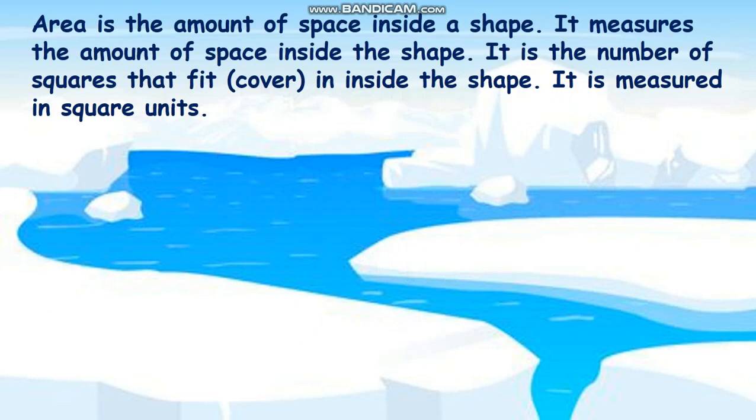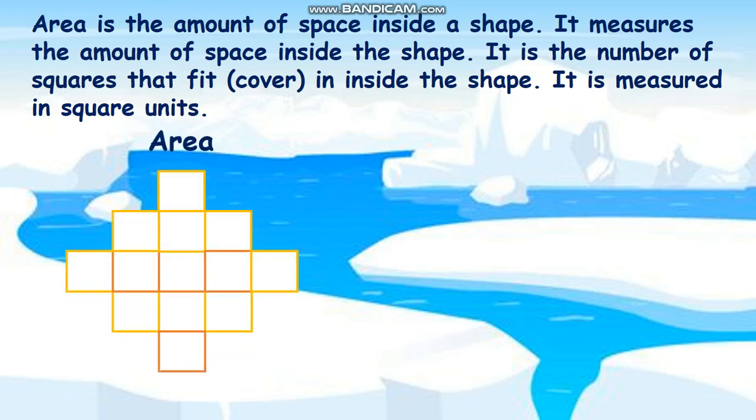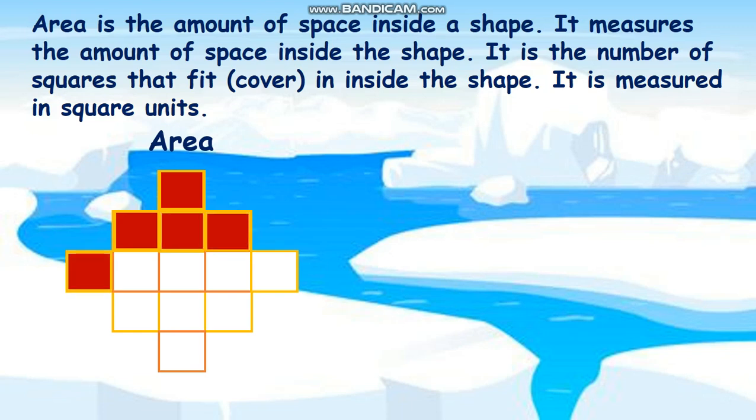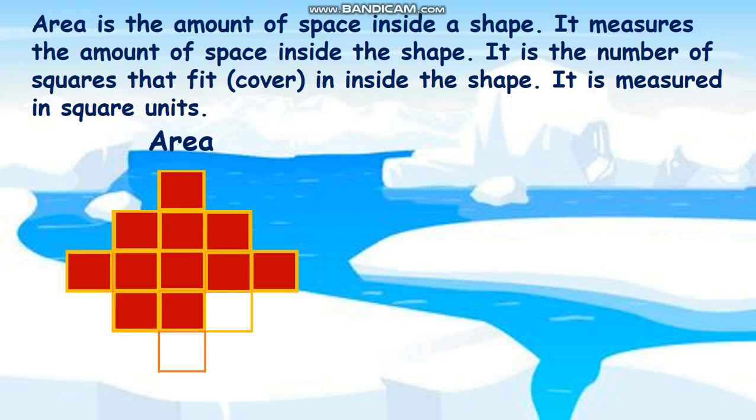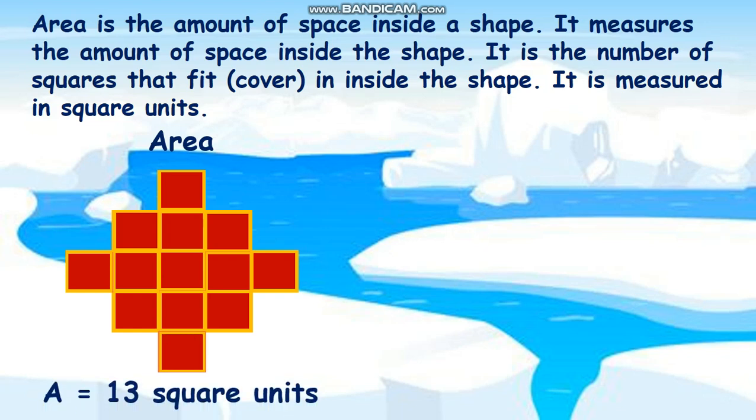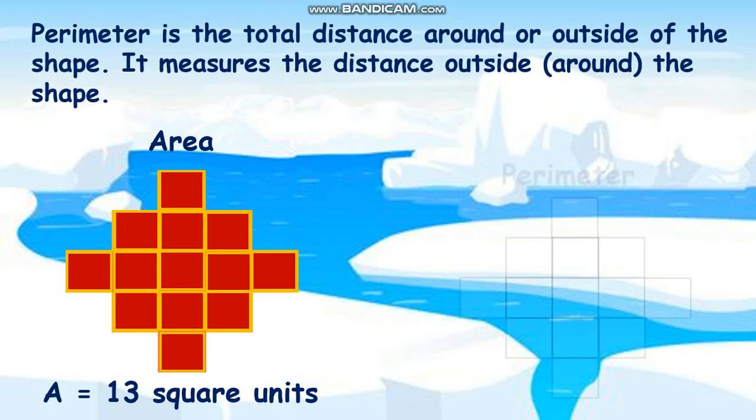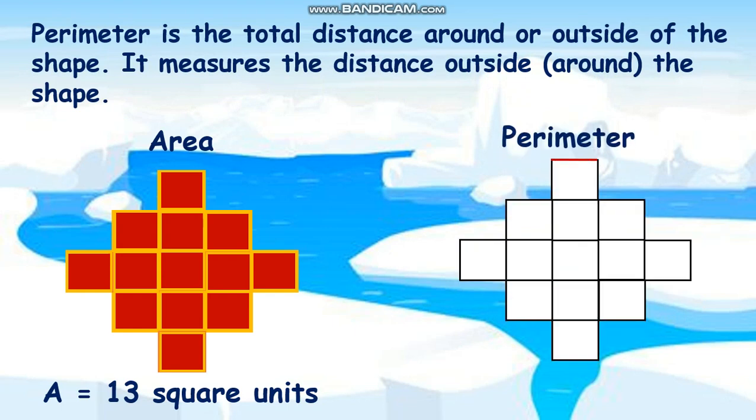The area is defined as the number of square units needed to cover a surface or region. Square units are used to measure the amount of surface covered by regions. The number of square units is the area of the surface. Notice that 13 squares cover the whole shape. Thus, the area of the shape is 13 square units, while perimeter measures the distance outside or around the shape.